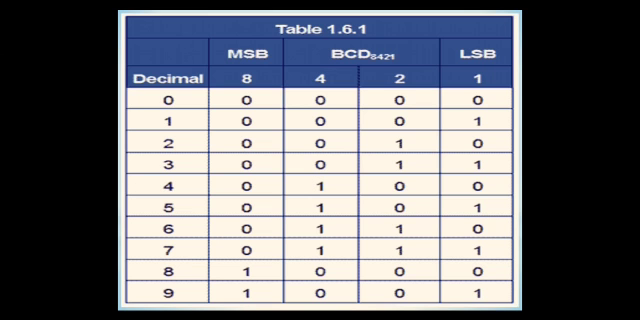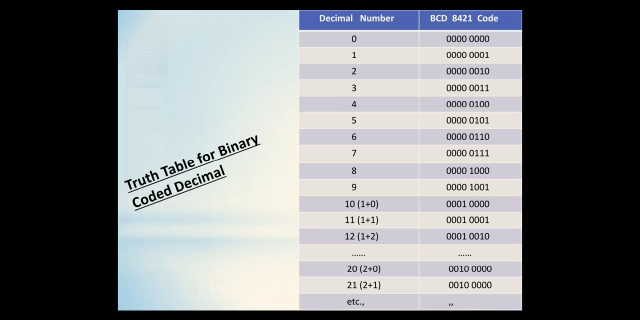And this is the tabular form for the previous slide. Here the least significant bit, that is LSB, is 1 and the most significant bit, MSB, is 8. And here we have the decimal numbers 0 to 9 and the corresponding BCD codes in 8421. Next, this is the truth table for binary coded decimal. We can represent many decimal numbers in BCD form by using the 8421 code.